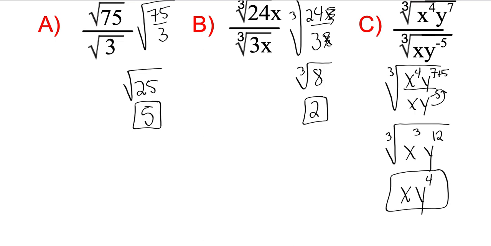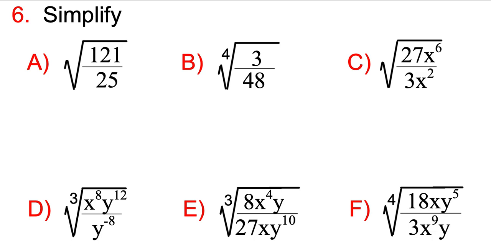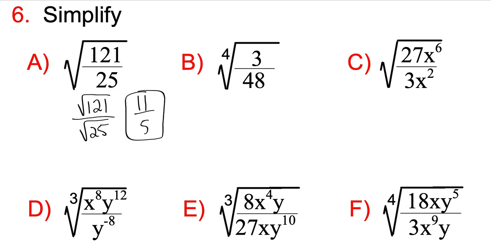All right? The other version of this is to split them. Okay? So I have a 121 on top, a 25 on the bottom. I cannot divide 121 and 25, so I should try to split it like that, and then just do radicals. So square root of 121, that's 11. Square root of 25, that's a 5. So those are both perfect squares.